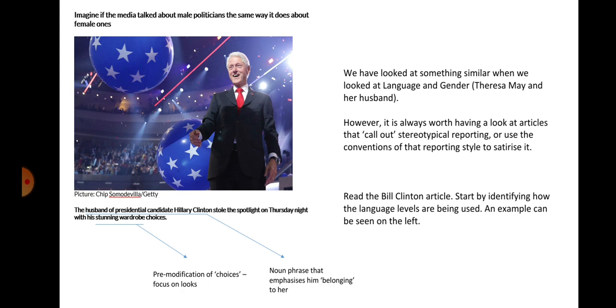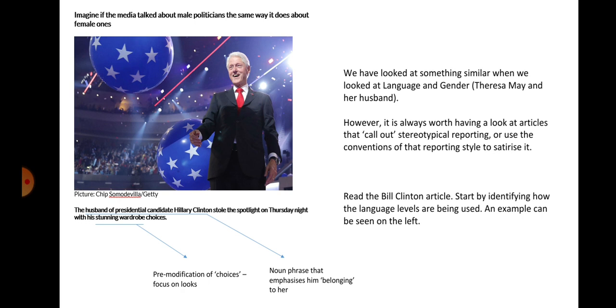So that's why we're going to look at another couple of articles that look at that idea in more detail, without just looking at the gender side of things as well, because as you can see, it's Bill Clinton, so you can talk about ideas around power and things like that as well. So it just says here, imagine if the media talked about male politicians the same way it does about female ones. And that article that you've got starts, the husband of presidential candidate Hillary Clinton stole the spotlight on Thursday night with his stunning wardrobe choices.